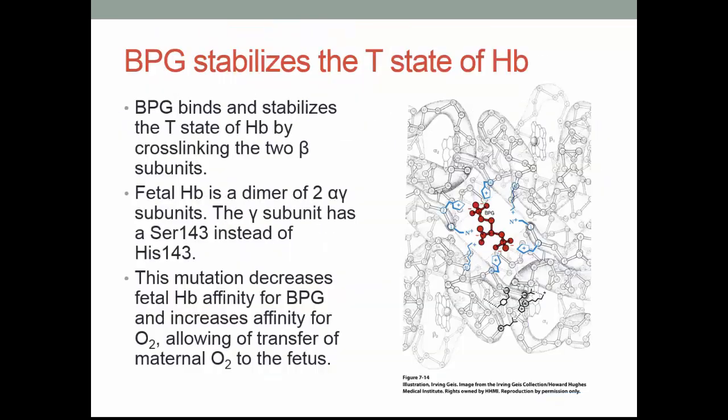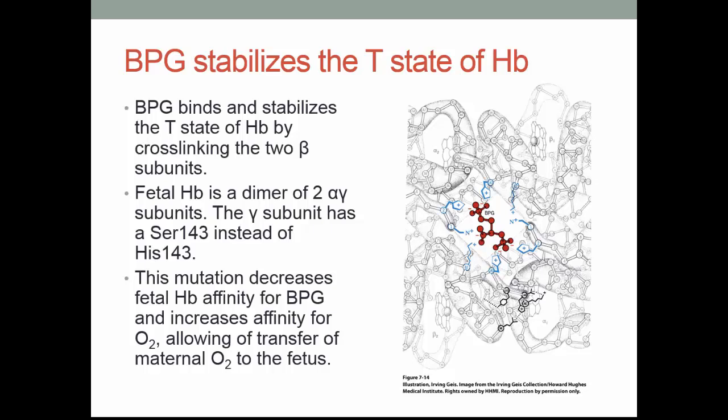Another small molecule that can affect oxygen binding to hemoglobin is BPG, or bis-phosphoglycerate. BPG also stabilizes the T state of hemoglobin, and it does so by binding to the 2 beta subunits and cross-linking them, utilizing 2 histidine molecules. The presence of BPG therefore lowers hemoglobin's affinity for oxygen.